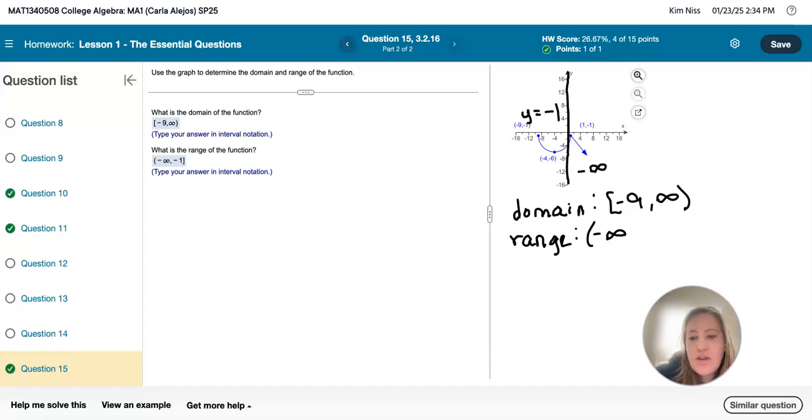And so -1 is going to be the point where our graph is finished on the range. Again, because these points are filled in, those points are included in our range and will be represented using a bracket. That is really, really important notation to remember. And so that's how we get our range from -infinity to -1. And that's it for this guy.